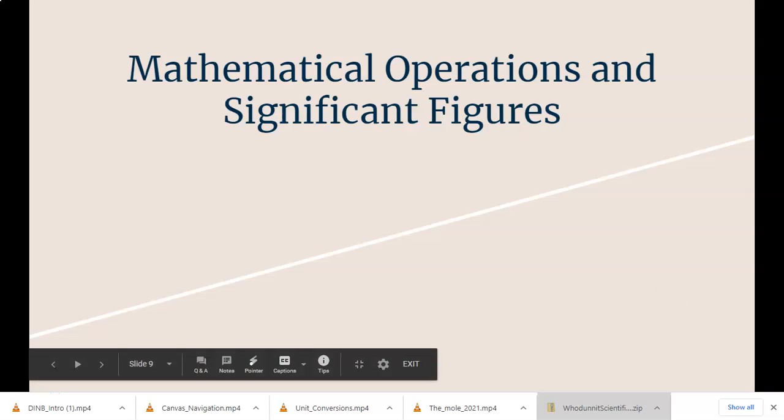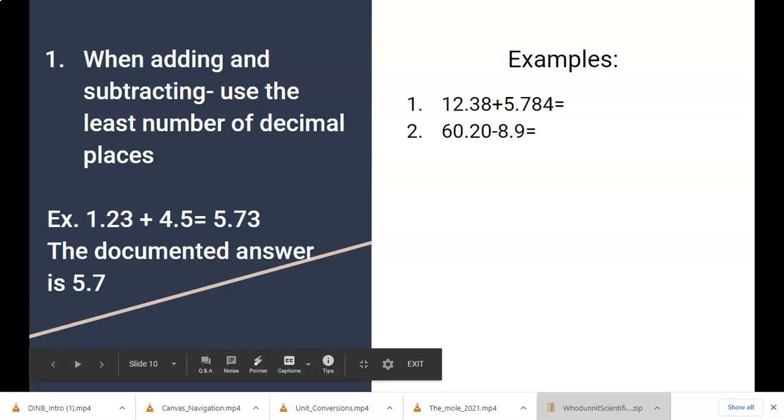So let's look at some mathematical operations. When adding and subtracting, use the least number of decimal places. So I have 1.23 plus 4.5. If I add them together, I get 5.73. But if you notice, my 4.5 has 1 decimal place, so my answer has to have 1 decimal place. So try these out. Pause the video, and then you can see your answer in just a second.